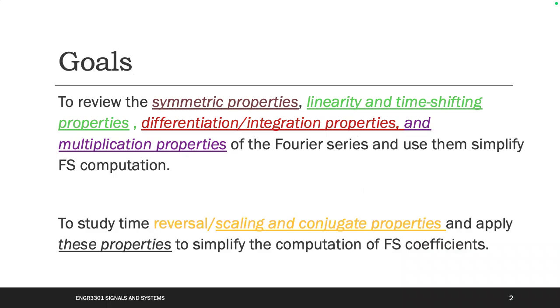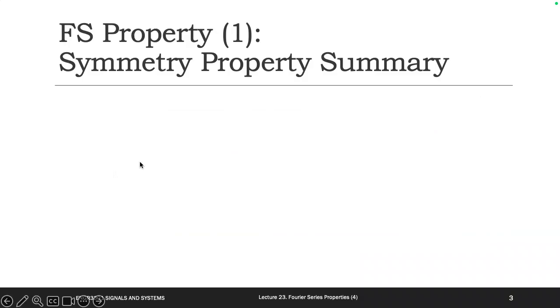Okay, and then after this, we will study the time reversal, time scaling, and the conjugate properties, and apply these properties to simplify the computation of FS coefficients. Those are all the properties for the FS coefficients.